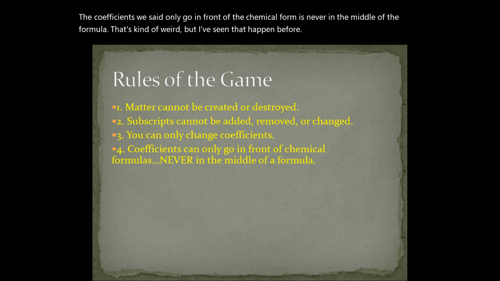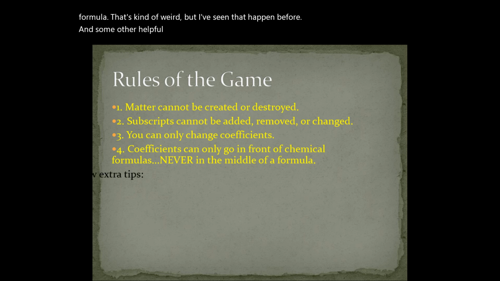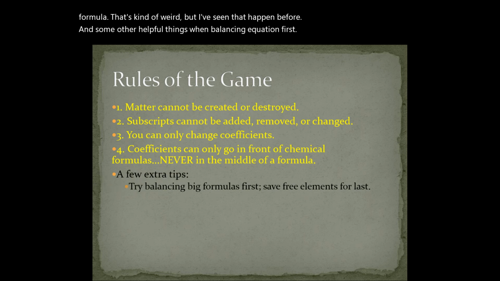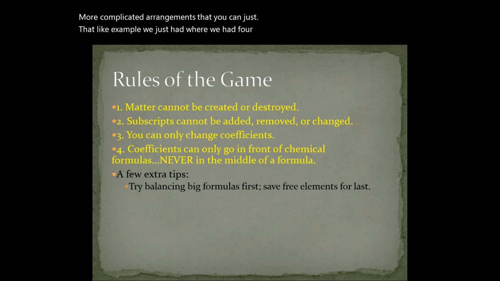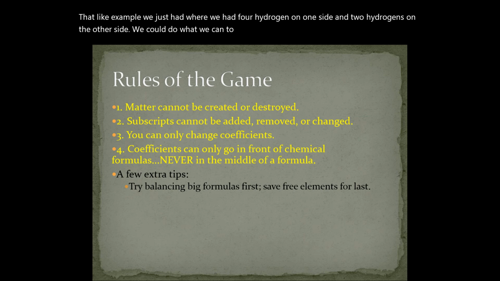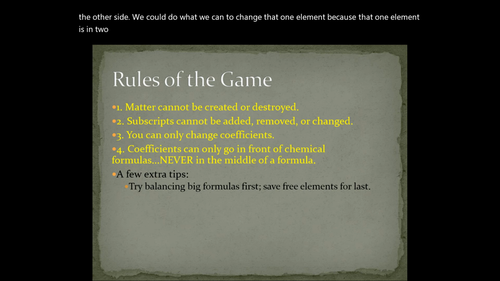And some other helpful things when balancing equations. First, try taking care of the big formulas first, the ones with more complicated arrangements. Like the example we just had, where we had 4 hydrogens on one side and 2 hydrogens on the other side. We could do what we can to change that one element, because that one element is in 2 different compounds, one on the reactant side and one on the product side. So make the coefficients work.